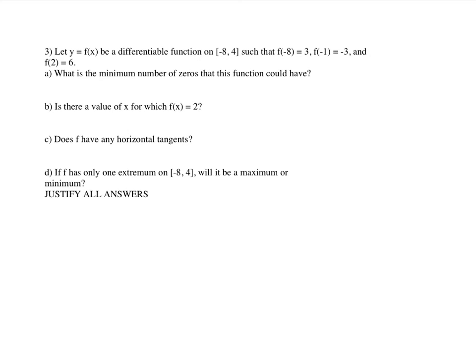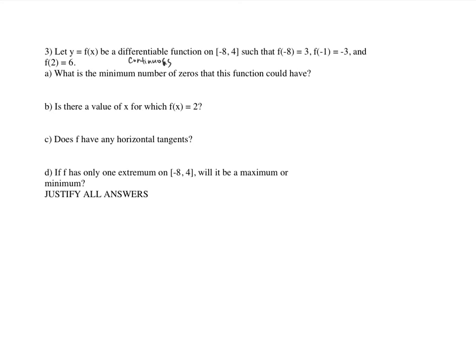It says, let y equal f of x be a differentiable function. Right away, I know that since it's differentiable, that means it's continuous. So we are looking at a continuous function on negative 8 to 4 such that f of negative 8 is 3, f of negative 1 is negative 3, and f of 2 is 6. What is the minimum number of zeros this function can have?